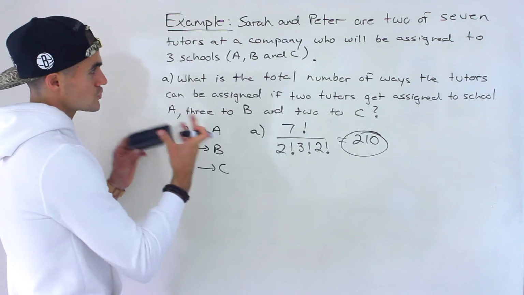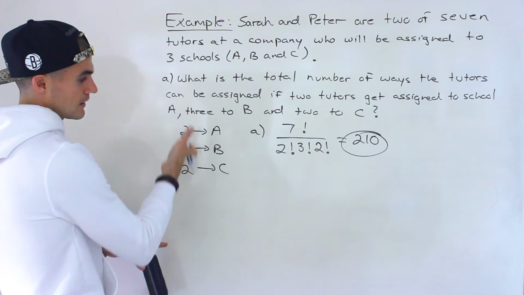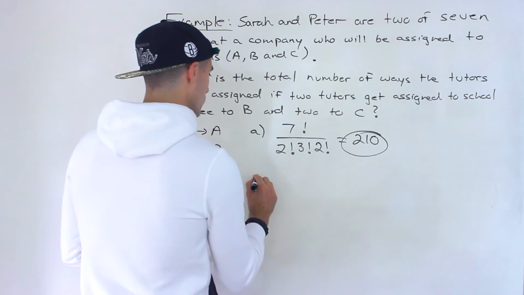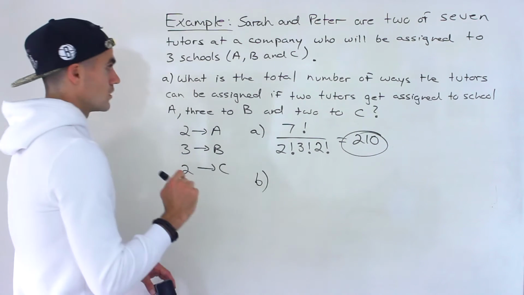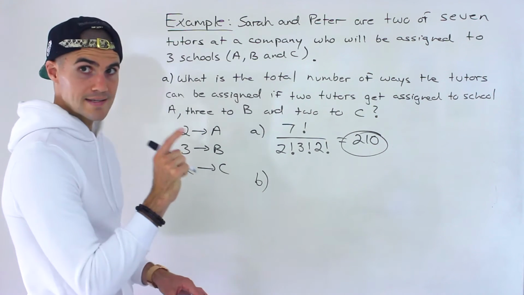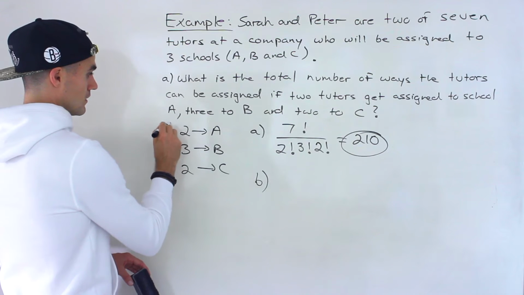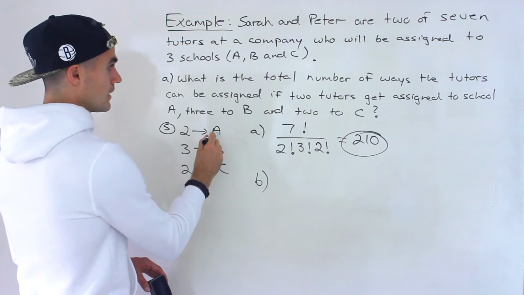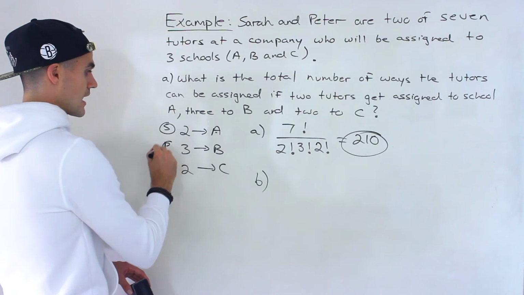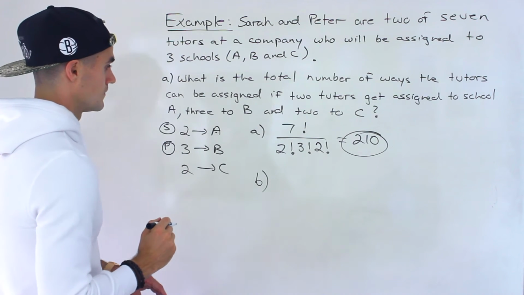There's no real restrictions with Sarah and Peter. They could be any of these here, right? So this is the total number of ways. Now, part B says we have to redo A, but we're told that Sarah gets assigned to school A, and then Peter gets assigned to school B.